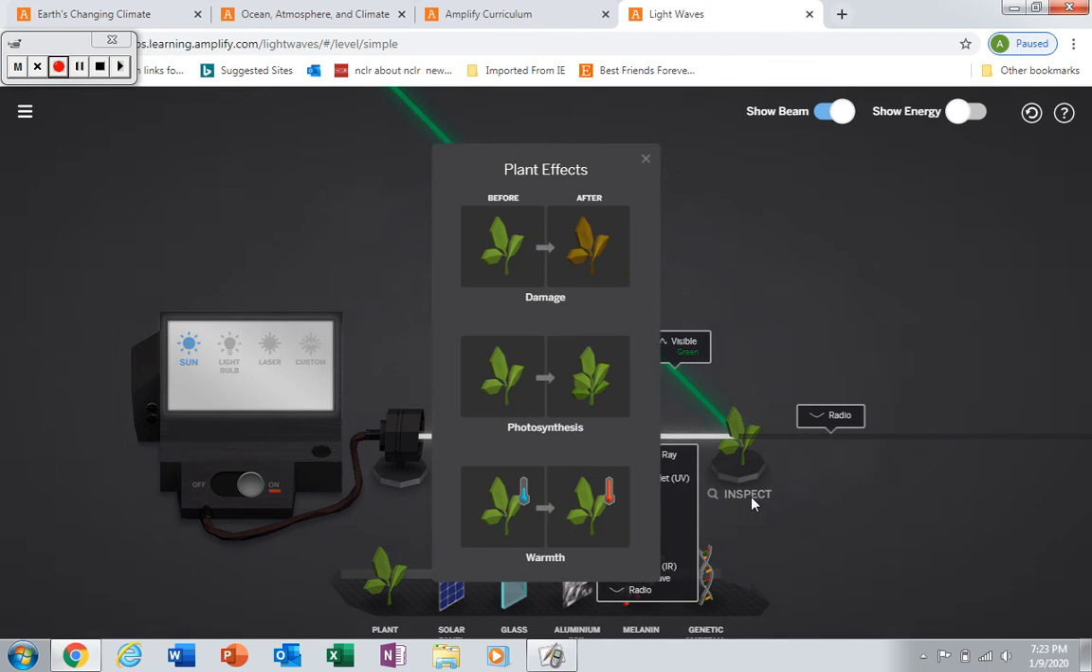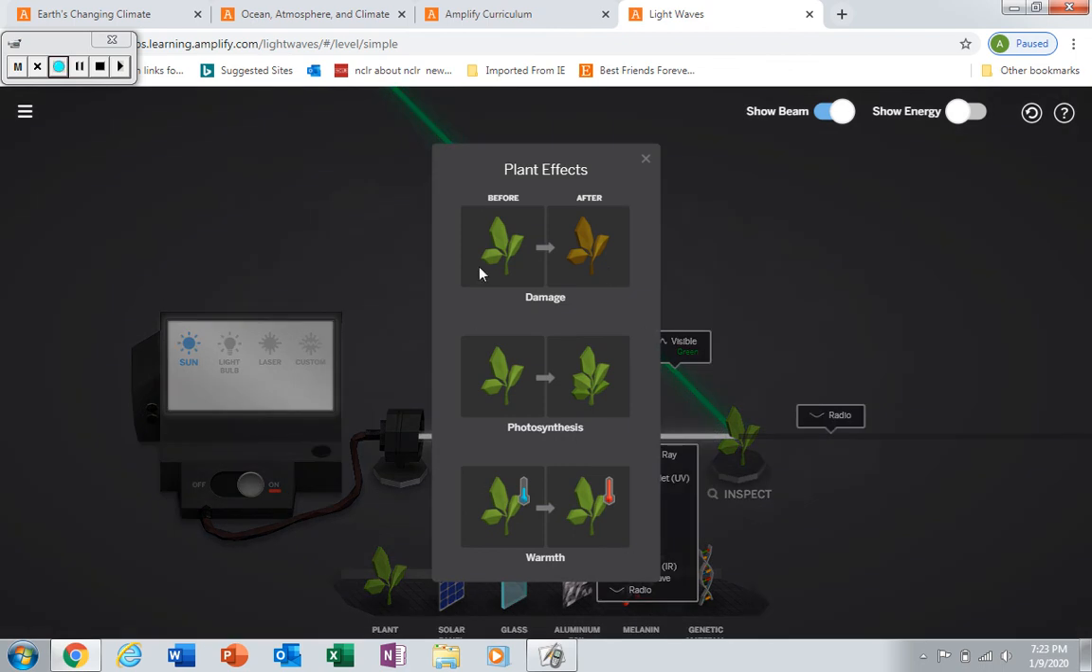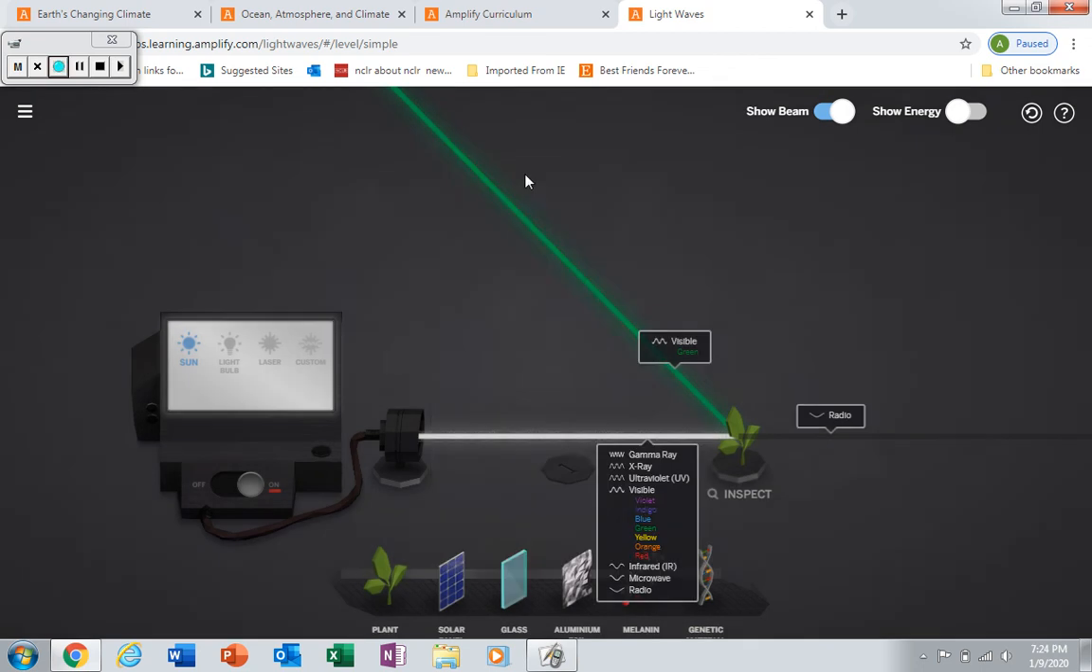If we inspect the plant a little closer, we see there's actually a lot of stuff going on. There's some damage to the plant, there's some photosynthesis, see more leaves, there's some warming up of the plant, and all of that has to do with light that's been absorbed. So light that is reflected or transmitted through objects does not affect the plant. It's the light that's absorbed that affects objects. The damage is due to the UV light, and also probably in this case the gamma rays and X-rays. The photosynthesis is due to all of the colors of visible light except green. The warmth is due to the infrared that's right here.